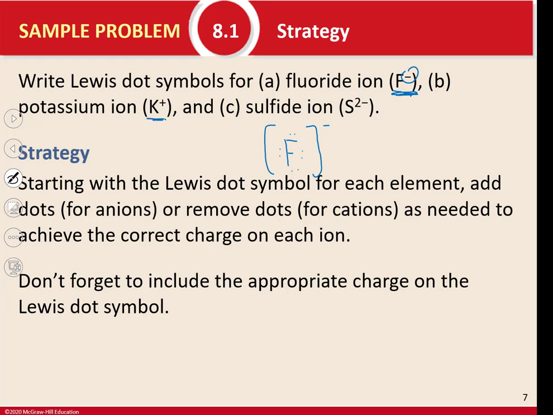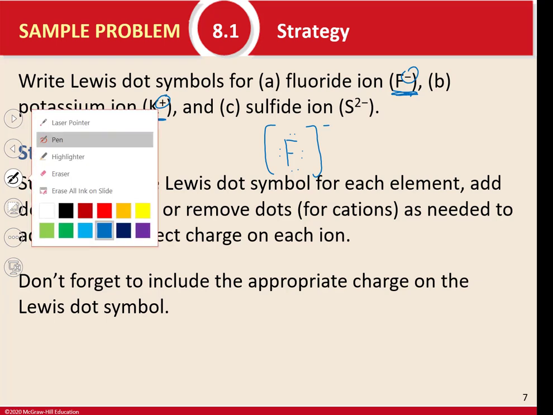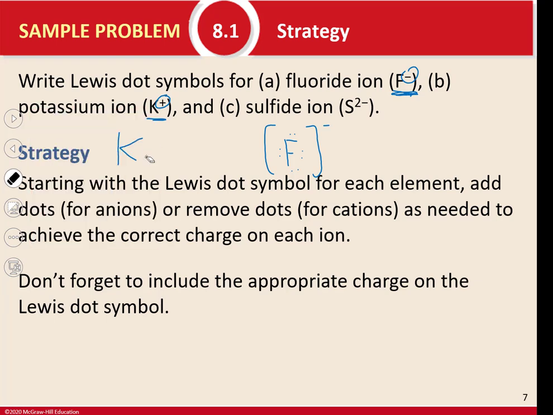Potassium, K plus. So the original atom for potassium has how many dots? 1. So to become potassium plus, what is it going to do? Subtract it. So I'm going to erase that dot, and then I'm going to give it a positive charge. We don't need brackets on positive charge ions because they shouldn't have any dots, so the only thing there is the symbol. So we know it's the symbol that got the charge. So the Lewis dot symbol for potassium plus is just a K plus because there's no dots.